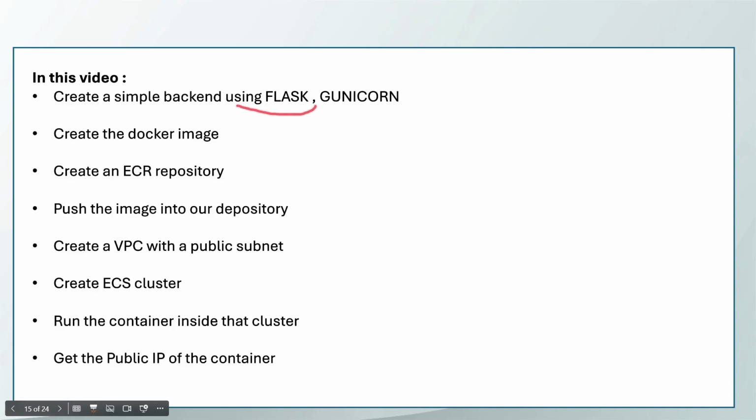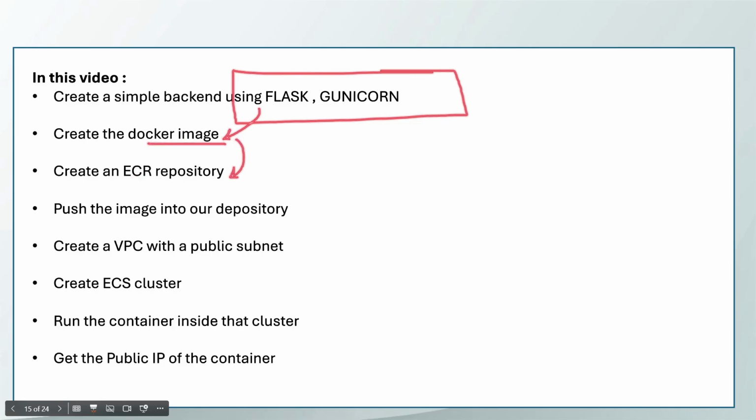Let's do this. Let's use Flask, since we already worked with it in the previous part of this video. Then we're going to also add Gunicorn to this Flask to make it, by the term, production ready. And then we have a complete script. Then we're going to create a Docker image. We're going to store that image on ECR. We're going to push that image to the repository.